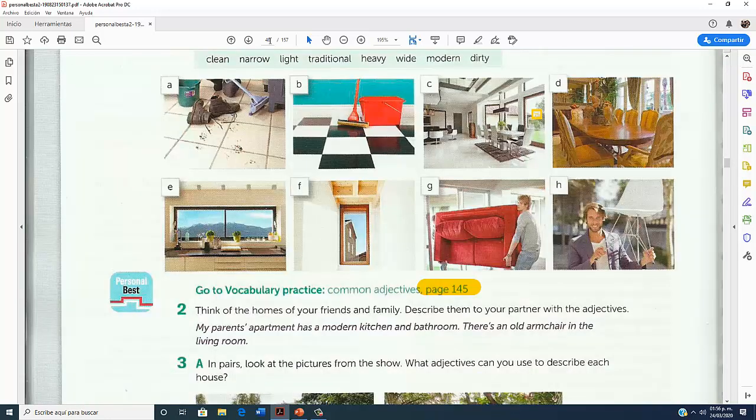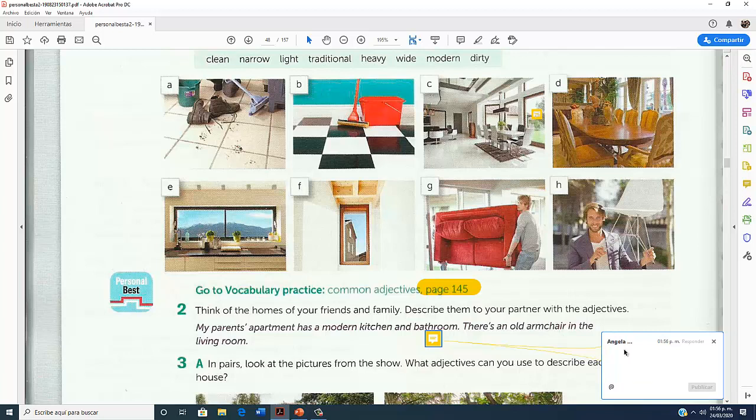So here in number 2 we have, think of the homes of your friends and family. Describe them to your partner with the adjectives. My parents' apartment has a modular kitchen and a bathroom. There's an old armchair in the living room. Oh, interesting. This is an interesting activity because here we can use there is or there are, and also use the adjectives that we have here to describe someone's apartment or someone's house.